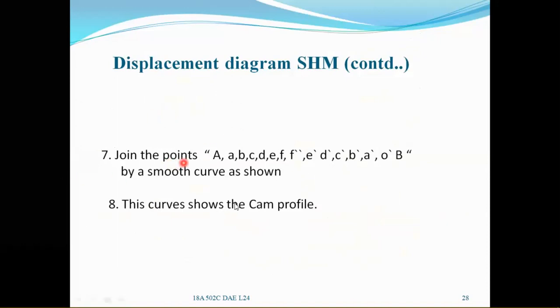So joining the points A, B, C, D, E, F, and F dash, E dash, D dash, C dash, B dash, A dash by a smooth curve as shown in the figure. This curve shows that this will be the displacement diagram, not the cam profile.